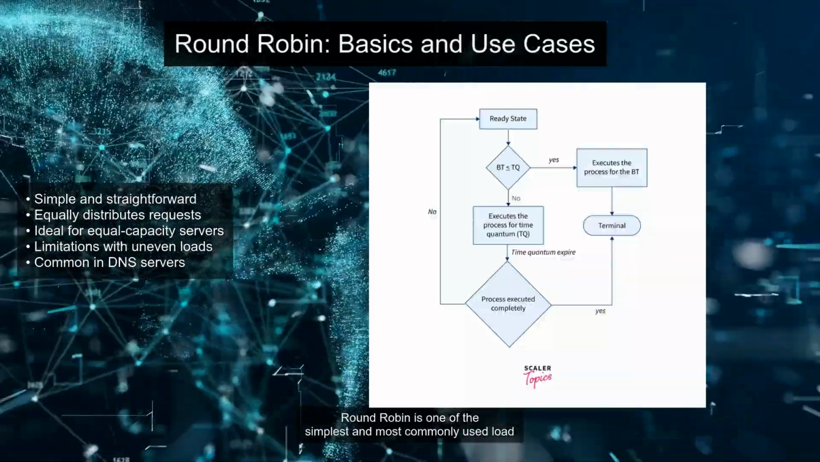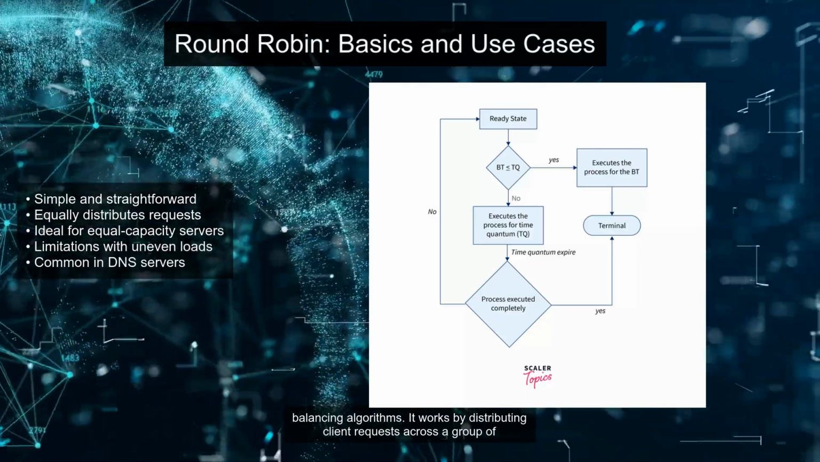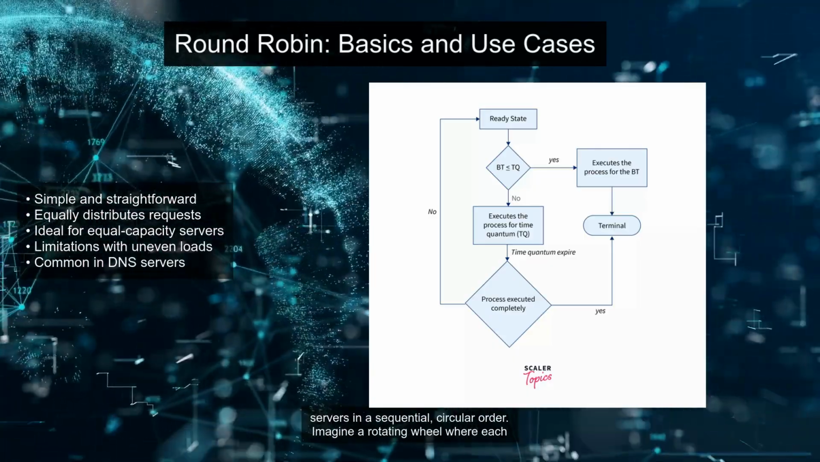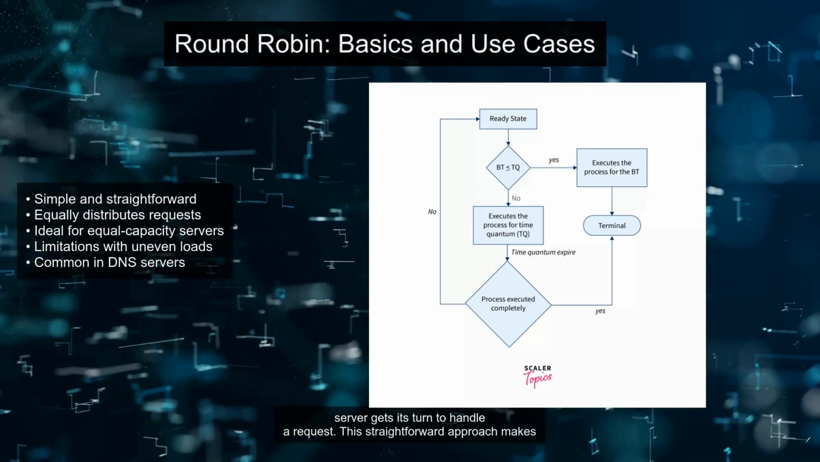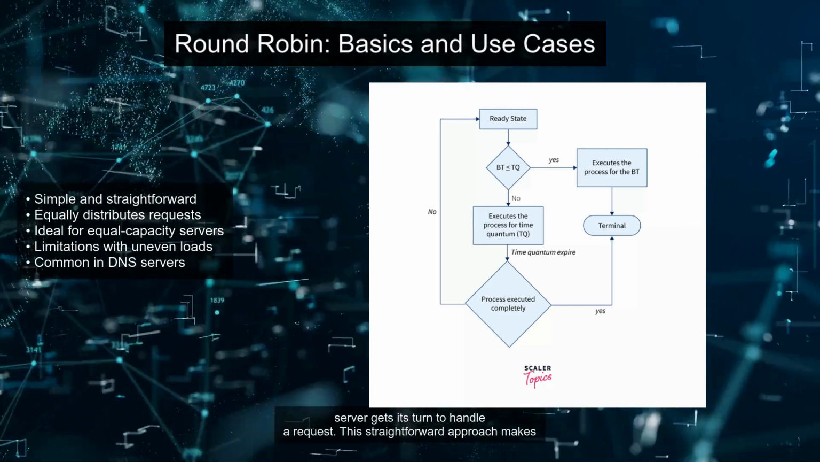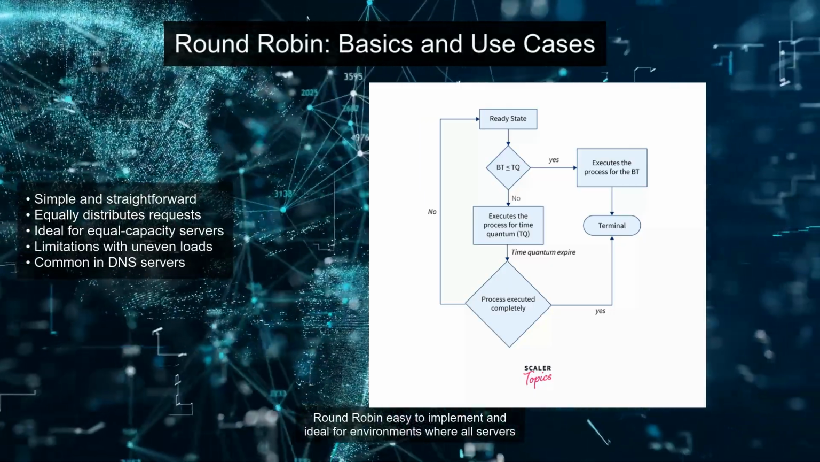Round robin is one of the simplest and most commonly used load balancing algorithms. It works by distributing client requests across a group of servers in a sequential, circular order. Imagine a rotating wheel where each server gets its turn to handle a request. This straightforward approach makes round robin easy to implement and ideal for environments where all servers have equal processing capabilities.